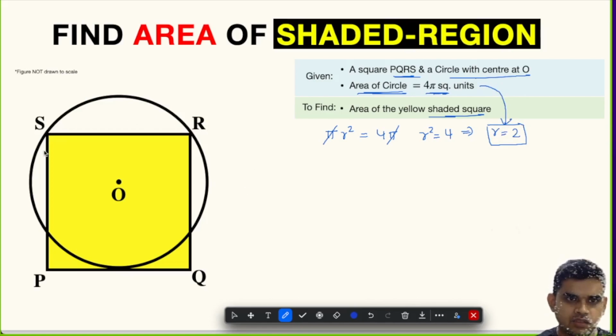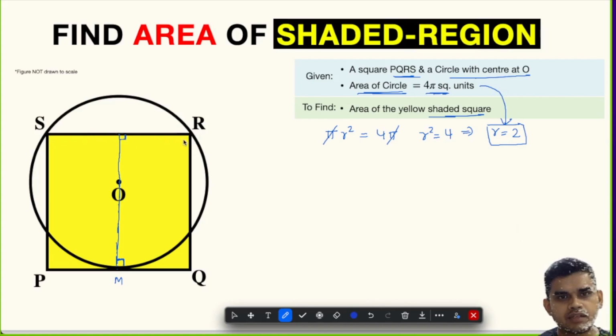Now, if we look at this figure, PQ is a tangent to this circle and O is the center. So if we draw a line from O to the point of contact, let this point be M, this line segment OM will be perpendicular because it is a theorem. According to this theorem, at the point of contact, if we drop a line from the center to the tangent, then this is 90 degrees. Now if we extend this, it will also be perpendicular to this chord SR.